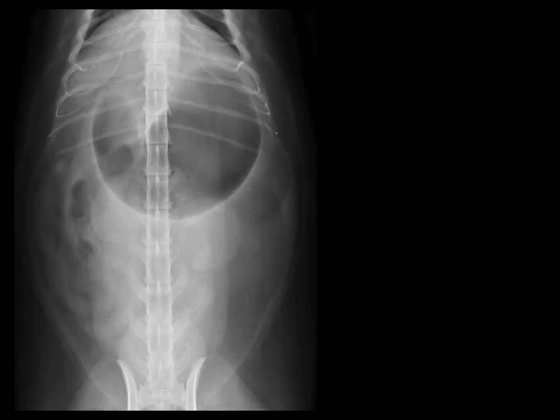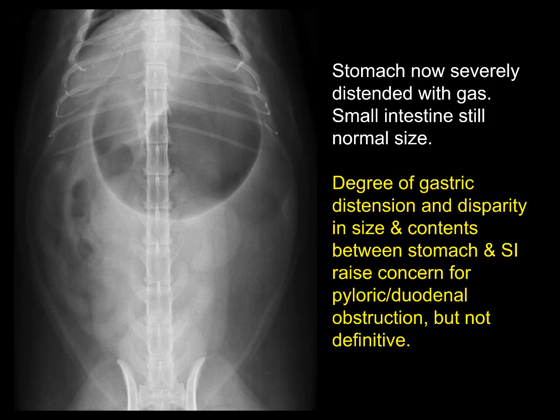Here it is on the VD view. Again, gigantic stomach, real easy to see the shape. Most of the small intestine, not that exciting. So again, I have to be concerned about an obstruction here. It's not a slam dunk. Pancreatitis could do this. Certainly other functional issues where the stomach is filling and just not emptying, but obstruction has to be reasonably high on my list of differentials.